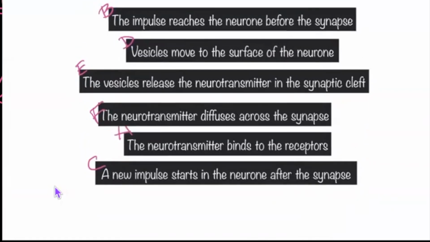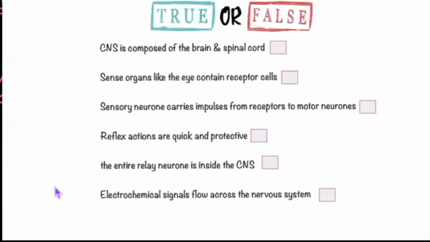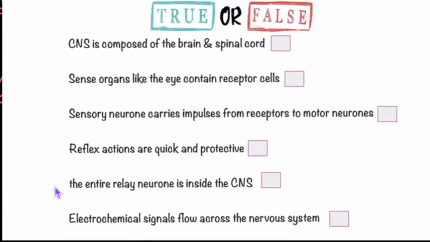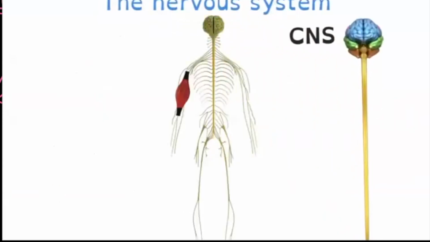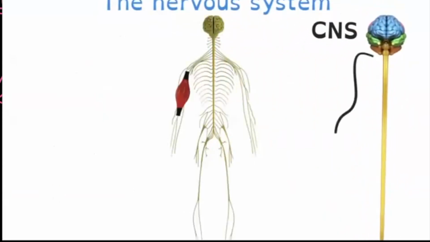I want to figure out if these statements are true or false. Let's try the first one. It says the CNS is composed of the brain and spinal cord. Is this correct or incorrect? Now, it's pretty clear that the only parts of the central nervous system, from the very first part of this lesson, are the brain and the spinal cord, right? So these two are your central nervous system. That's definitely true.